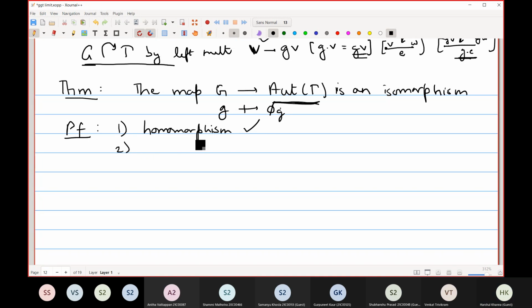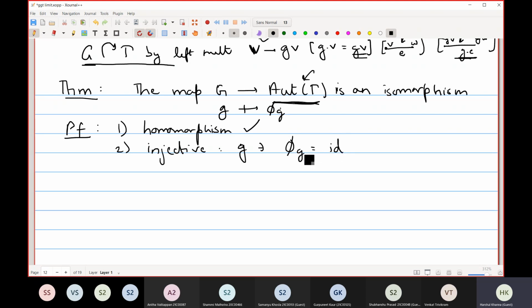This we know. Now, what we need to prove for it to be an isomorphism is that it's bijective. So first of all, we want to show that this is injective. Why is it injective? For that, we have to show that the kernel is trivial. Kernel are the elements that map to identity on the other side. So what is the kernel? G such that phi of G is equal to identity. Identity here is the identity function, because it fixes every element.